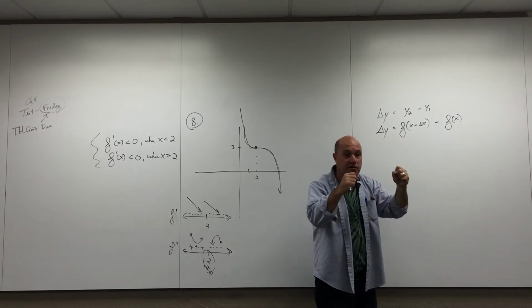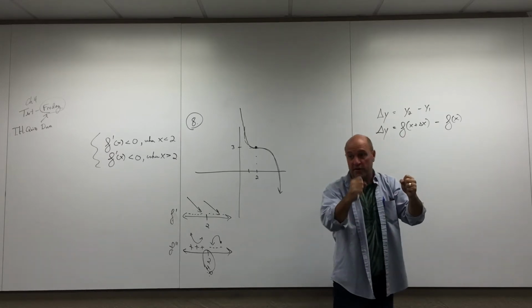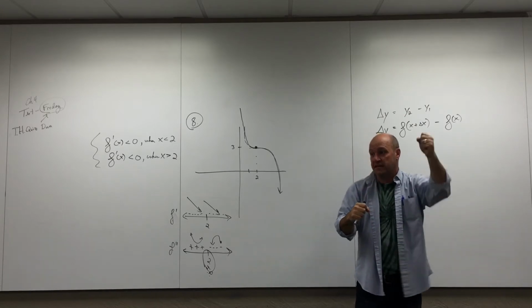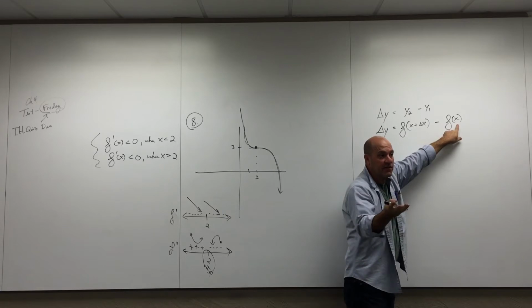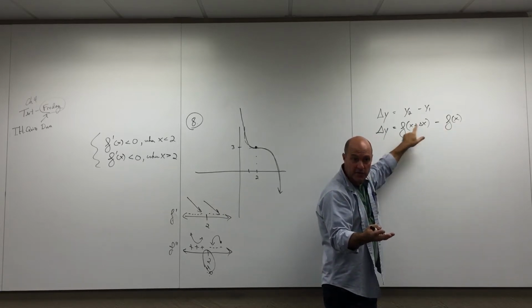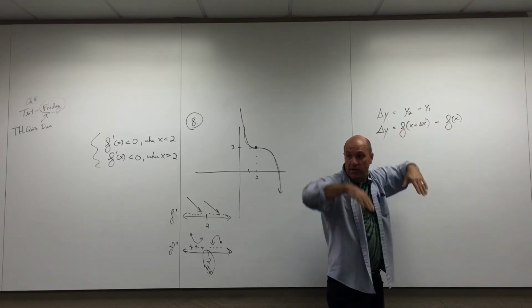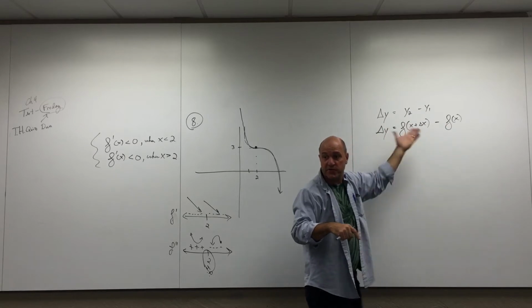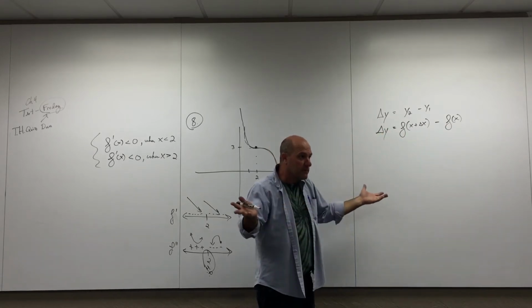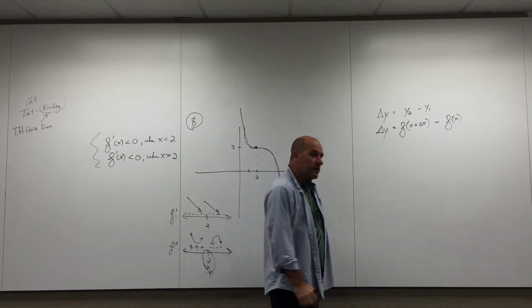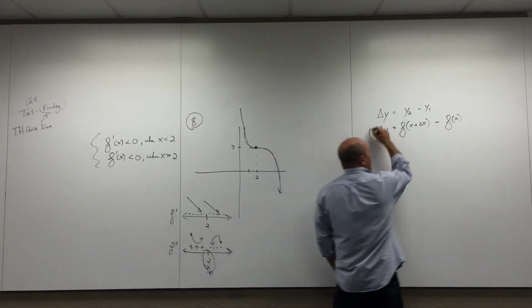To get two y's, you kind of need two x's. So you plug this x into the function, you plug this x into the function. So what are the names of my two x's? One of them's an x, and the other one is x plus delta x. So these are two different x's. I plug them into the function, I get two different y's. Subtracting two y's, you get the change in y.